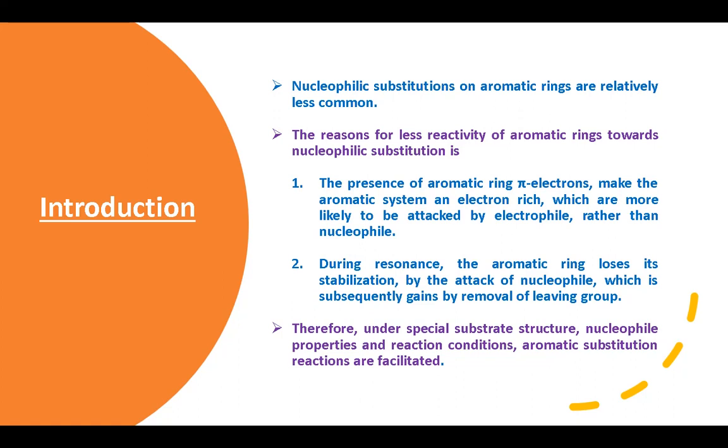The presence of aromatic ring pi electrons makes the aromatic system electron-rich, which is more likely to be attacked by an electrophile rather than a nucleophile. If a nucleophile attacks the aromatic ring, then there is a partial double bond character between the carbon of the ring and the halogen atom. As a result of delocalization, the lone pair of electrons moves through conjugation with the pi electrons of the aromatic ring. So, the halogen atom becomes firmly bonded to the aromatic ring and cannot be replaced easily.